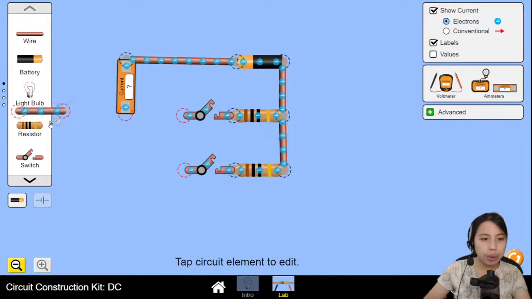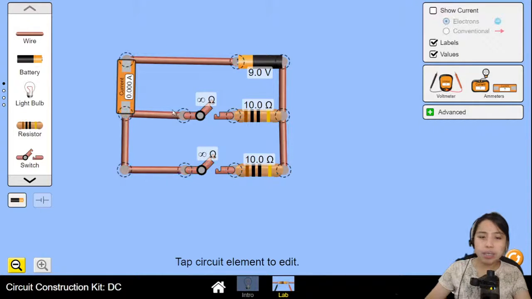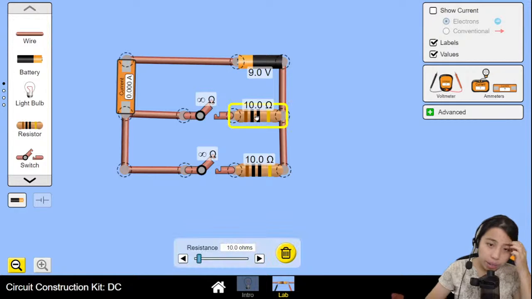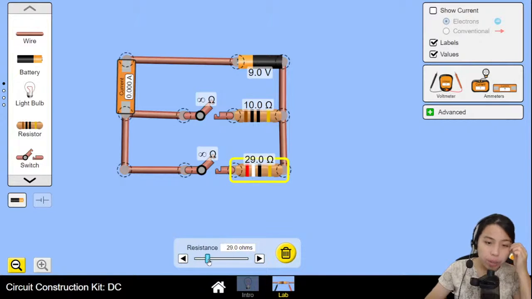Notice how the electrons are already in the wires? That's where the electrons come from. They are already in the wires. Okay, so I guess the R value is fine. We'll take away the values. I don't want to see the current. Okay, let's give this circuit a 10 ohm and double this one. So let's give it a 20 ohm. Okay, and we're ready.